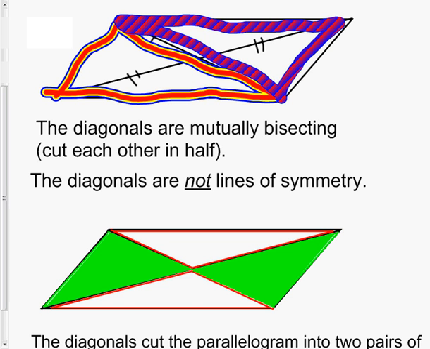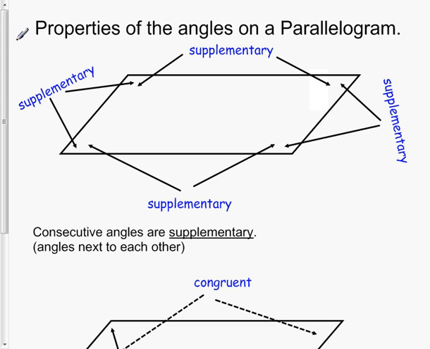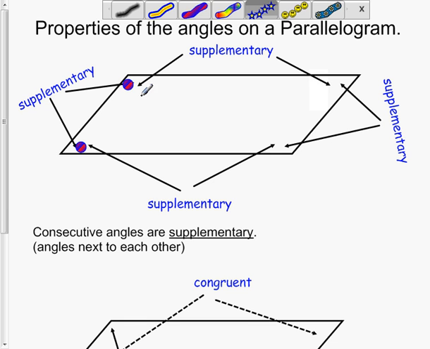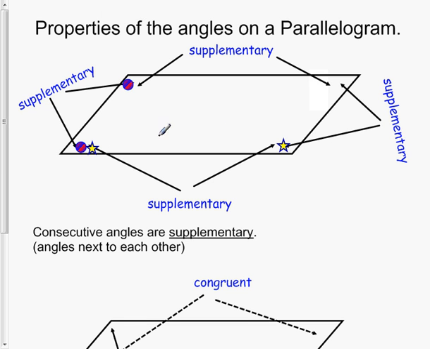Okay, so let's look at a few more things: properties of the angles of the parallelogram. Any angles that are consecutive, right next to each other, are supplementary, which means they add up to 180. So these two, 1 and 2, are supplementary. Or we could say these angles, 3 and 4, are supplementary, or these two angles, and so on. So the angles right next to each other are supplementary.